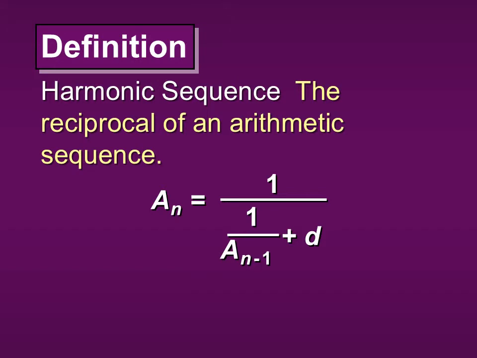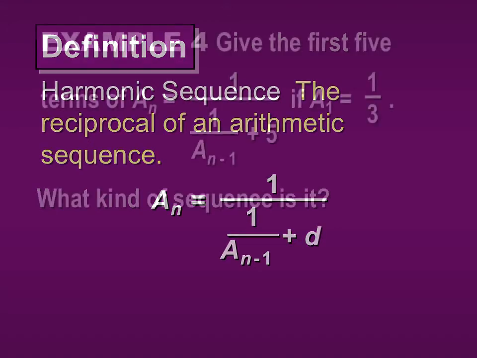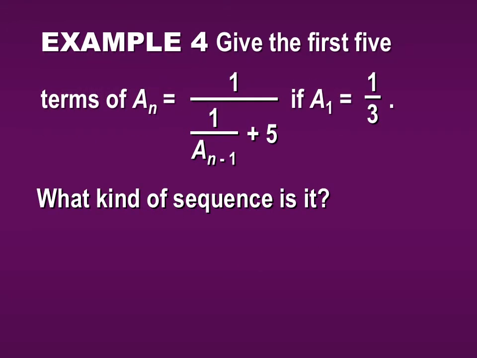The next type of sequence is a harmonic sequence. A harmonic sequence is the reciprocal of an arithmetic sequence. Remember, arithmetic is when you are adding the same number over and over and over, what we call the common difference. So let's give the first 5 terms of a sub n equals 1 over 1 over a sub n minus 1 plus 5. And then we need to tell what kind of sequence it is.